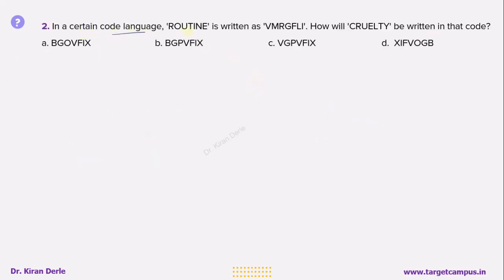In a certain code language, routine is coded as this. How will this be written in that code? So the word is given as routine, coded as VMRGFLI. How can we think of this? R S T U V, so I guess it is +3 or +4. M N O is -2. Then we have R S T U, -3. No, I am not getting any sequence here, right? So this thought process is wrong.